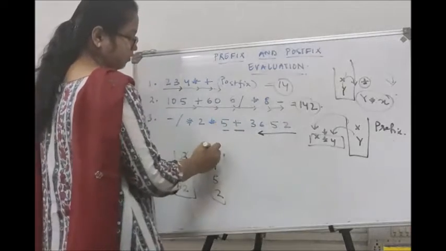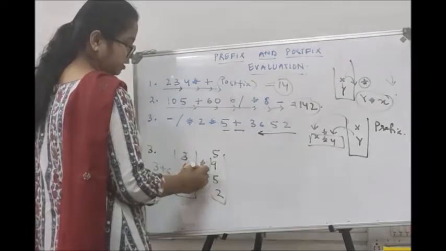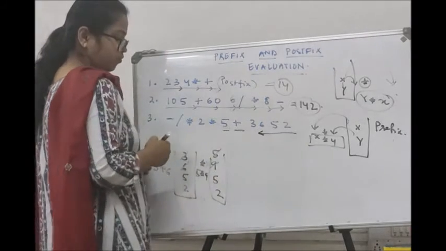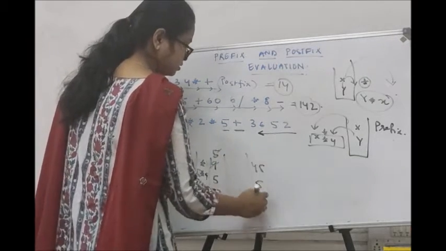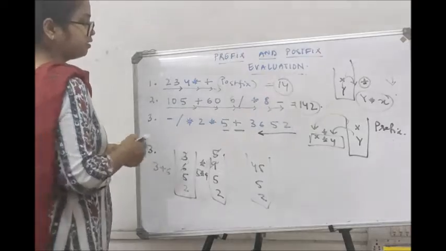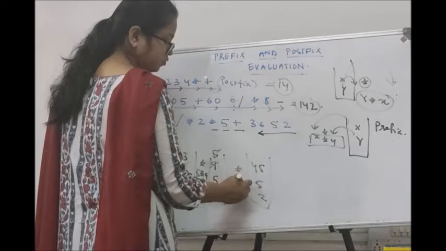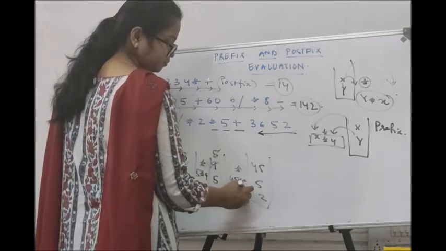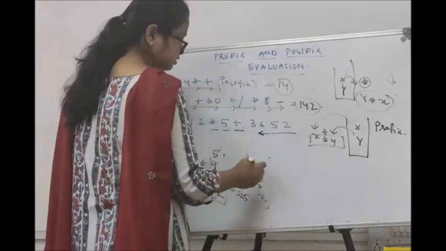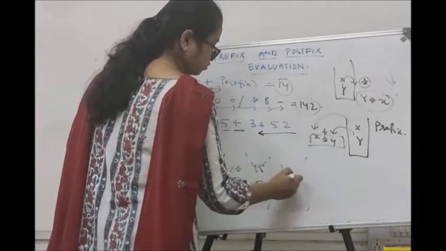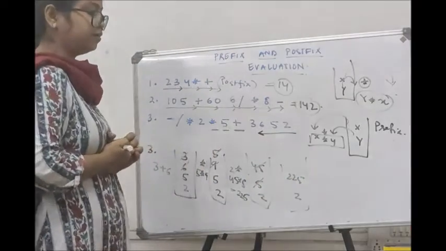Now what do we get? 5. 5 is pushed. Then again star. Since star is there, 5 star 9. 5 and 9 are called. What is 9 5s? 45. So 45, 5, 2 remain in the stack. After that, what do we come across? Star. Now 45 into 5 is what? 5 4s are 225. Okay. So 225 is pushed into the stack. 225 and 2.